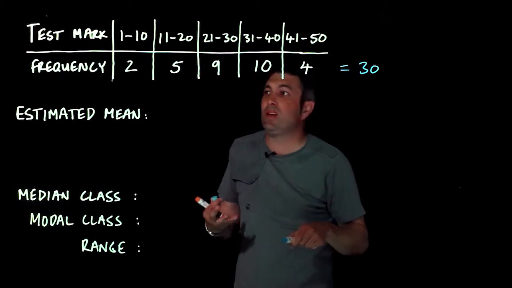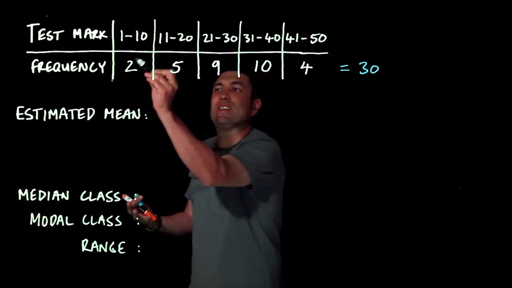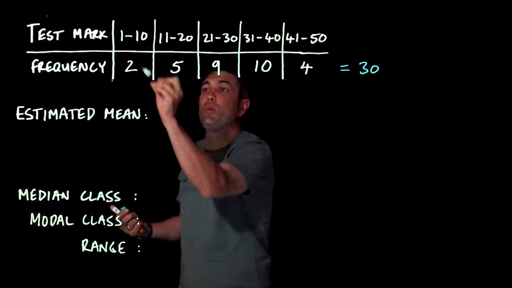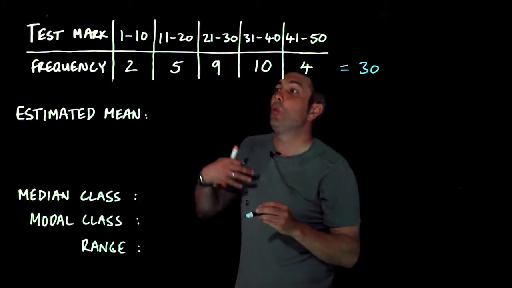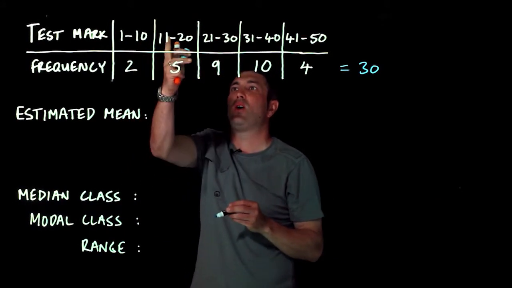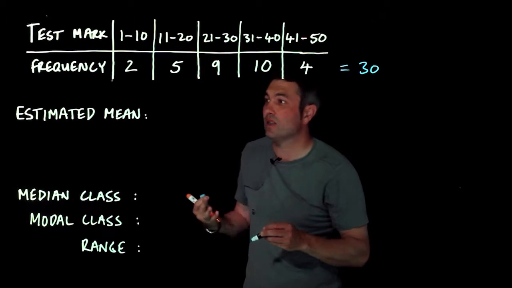Now, the problem we have here is that we don't actually know what these 2 marks were. We know they were between 1 and 10, but we don't know what exactly they were. So we have to assume they're right in the middle, slap bang in the middle of that group. And these 5 are slap bang in the middle of that group, etc., etc.